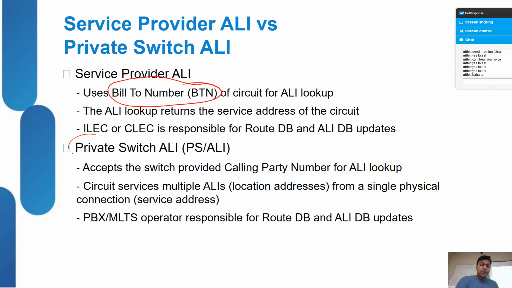If you're a private switch ALI, it accepts the switch-provided calling party number for ALI lookup. That means whatever caller ID you send, that is the number that will be used. The problem with the private switch is, if you have 5,000 extensions, you have 5,000 different numbers, because the caller ID will be different based on who made the call, right?